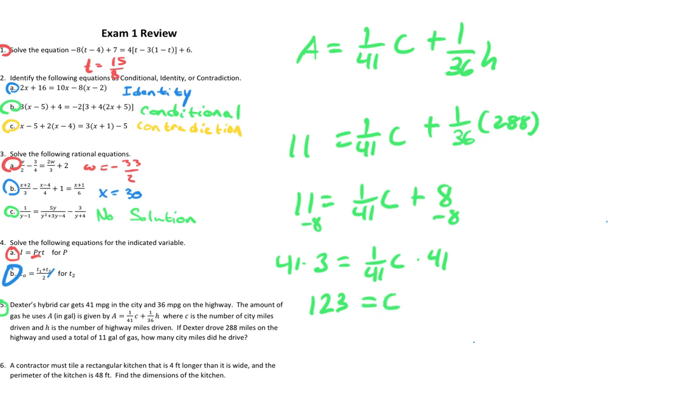Now C is the number of city miles that we have driven. And because this was asked in a paragraph, we're going to respond with a sentence.